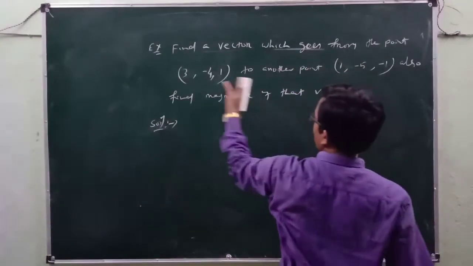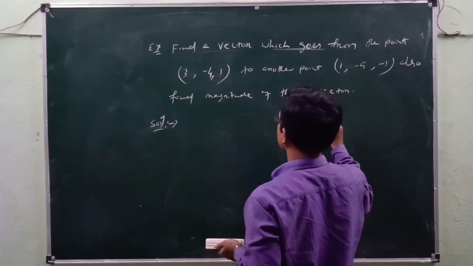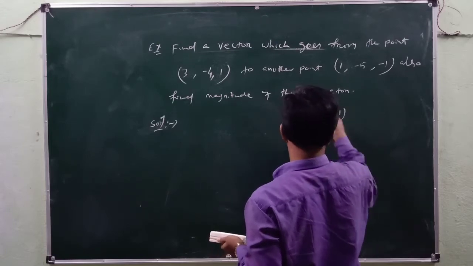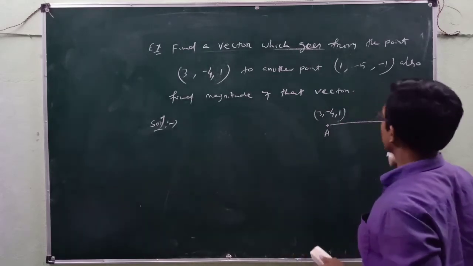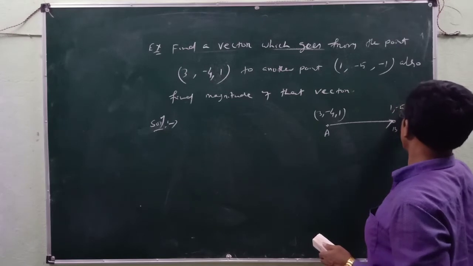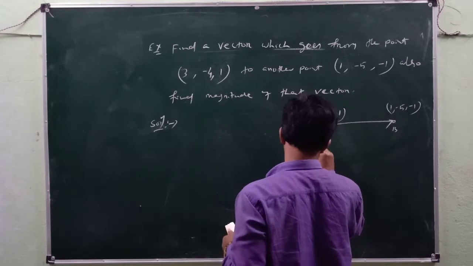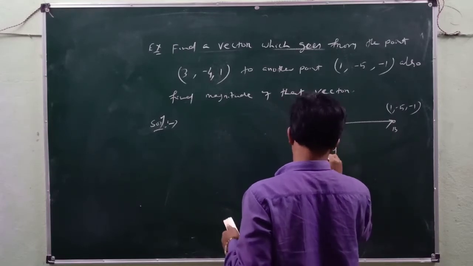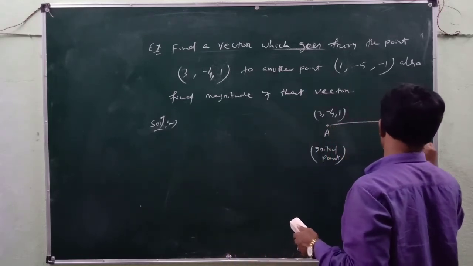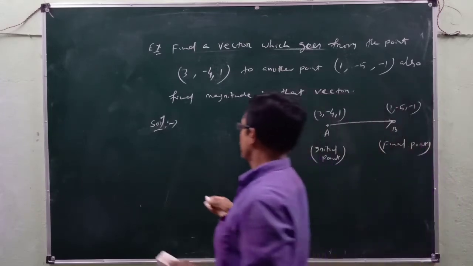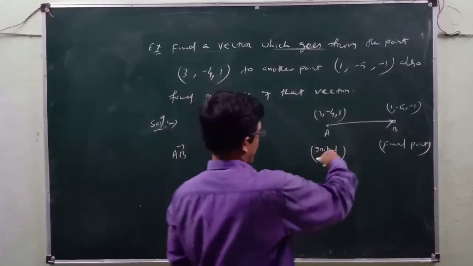A vector goes from the point, suppose I write A, and its coordinate is (3, -4, 1). From this point to another point, suppose this point is B, whose coordinate is (1, -5, -1). That is correct. Here A is the initial point and B is the final point. Then the vector will be vector AB because it goes from A to B.